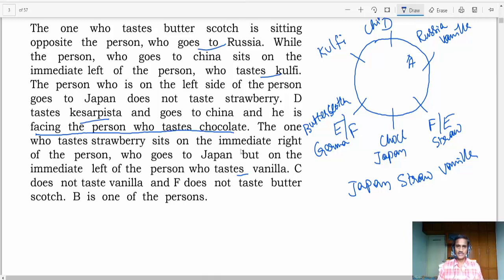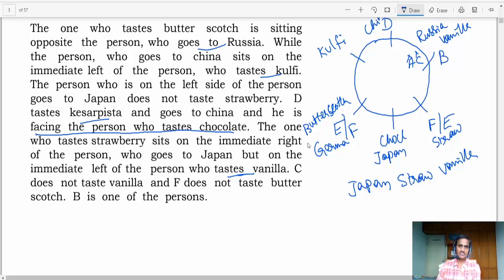Then next one, the one who tasted strawberry sits on the immediate right of the person who goes to Japan, and again on the immediate left of the person who tasted vanilla. C does not taste vanilla. No. C does not taste vanilla కాబట్టి C cannot be here. A ఇక్కడ ఉండకూడదు, C ఉండకూడదు, E ఉండకూడదు, F ఉండకూడదు, D ఉండకూడదు. Hence who must be here? B must be here. Clear?